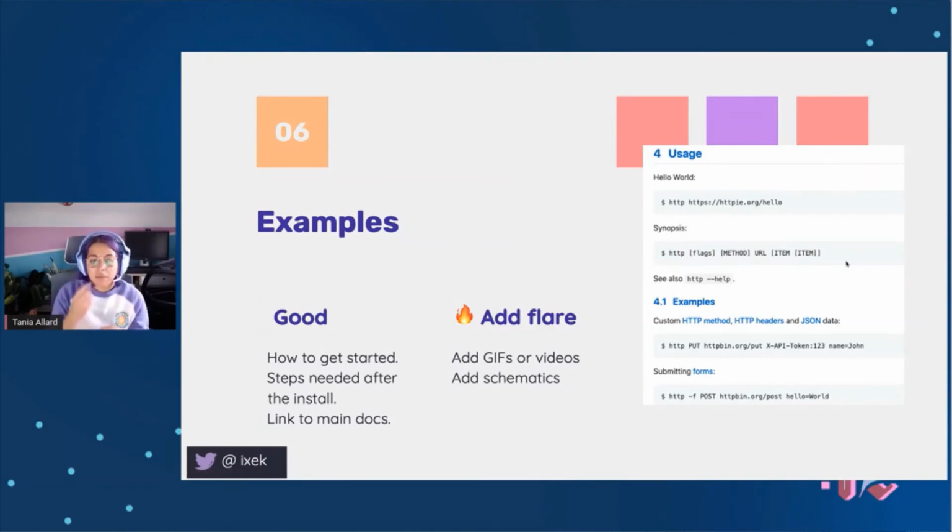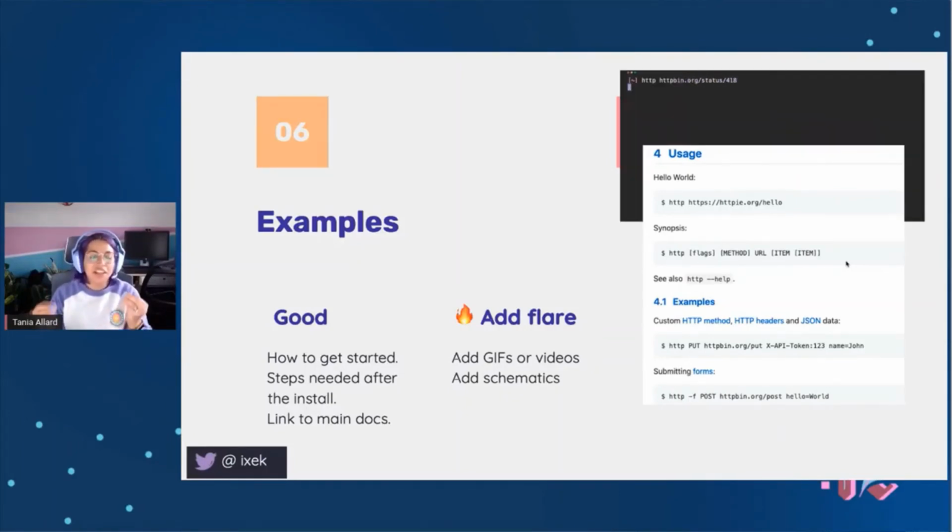Provide steps on how to get started, steps needed after the install, and provide steps even if there is extra configuration that folks need to do, like adding credentials, or even just vanity configurations, like changing the syntax highlighting color, creating different profiles, or muting notifications. Also add the link to the main docs. Extra flair if you add GIFs or videos and schematics.